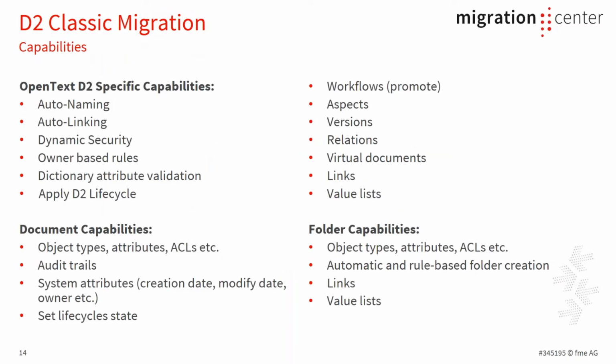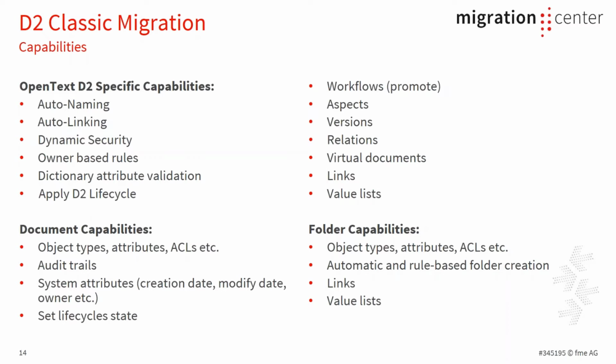For example, for the D2-specific capabilities, we address auto naming, auto linking, dynamic security, owner-based rules, directory attribute validation, and we can also apply D2 lifecycles. For the document itself, we of course support any kind of object types. We can transform and modify any kind of attributes and ACLs.